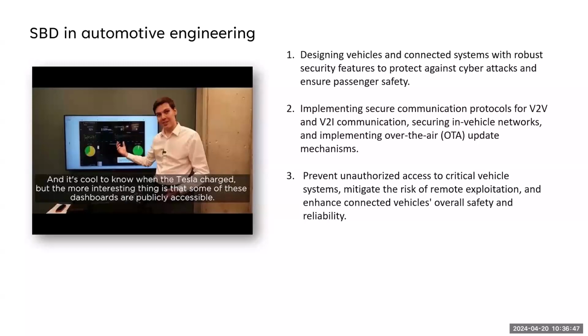Also, implementing a secure communication protocol for V2V, or vehicle to vehicle, and V2I, or vehicle to infrastructure, securing the vehicle networks as well, and implementing OTA, or over-the-air, update mechanisms. The OTA update in smart vehicles refers to the capability of updating the software and firmware of vehicles remotely without the need for physical access or intervention. This means the updates, patches, and improvements can be delivered wirelessly to the vehicle.